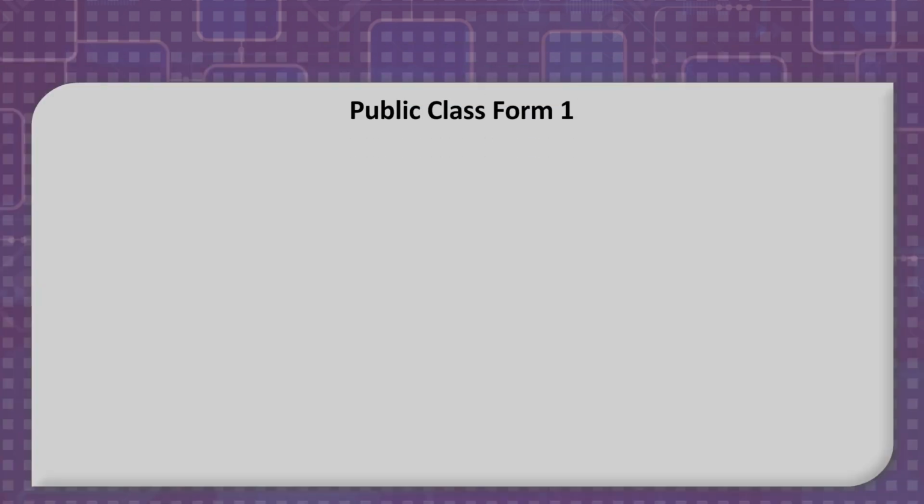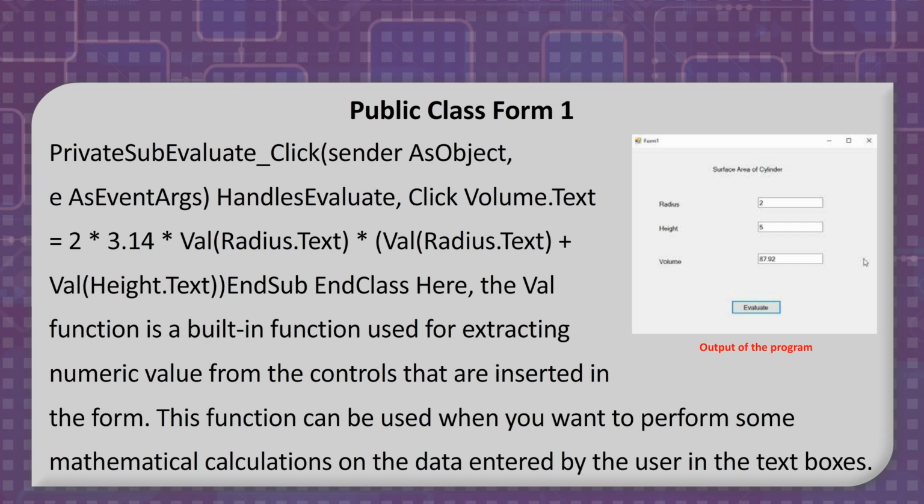Public Class Form1. Private Sub evaluate_Click(sender As Object, e As EventArgs) Handles evaluate.Click. volume.Text = 3.14 * Val(radius.Text) * Val(radius.Text) * Val(height.Text). End Sub. End Class. Here, the Val function is a built-in function used for extracting numeric value from the controls that are inserted in the form. This function can be used when you want to perform some mathematical calculations on the data entered by the user in the text boxes.